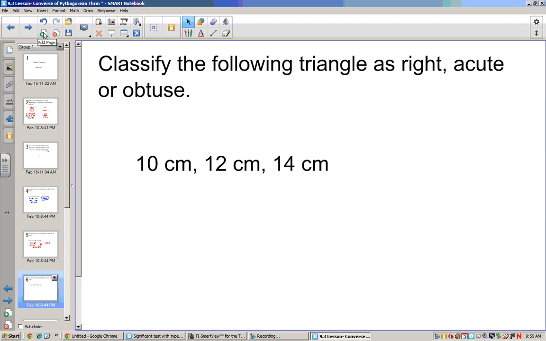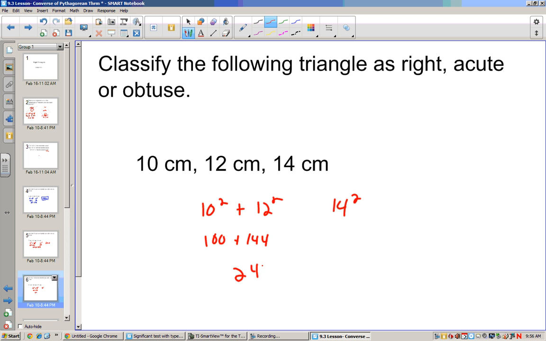Let's try another: 12, 10, and 14. So we take the two smallest sides, see how they compare to the biggest side. Well, this is 100 plus 144, which is 244. 196 is 14 squared. Now that c squared is too small, making that angle acute.